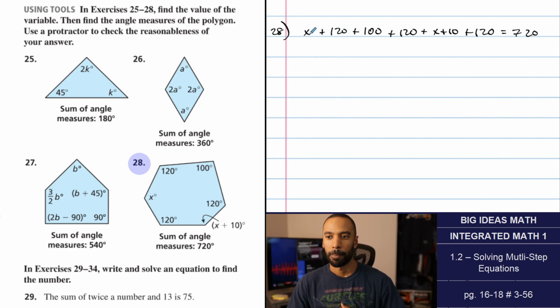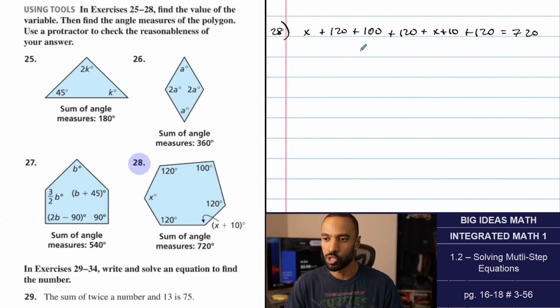Combine like terms. I have 1x plus a second x, that is 2 x's. Let's add some of these up. 120 plus 120 plus 120 is 360, plus 100 is 460, plus 10 is 470.